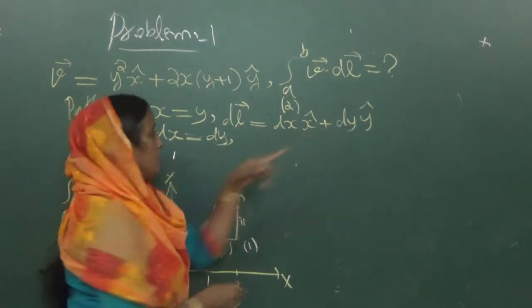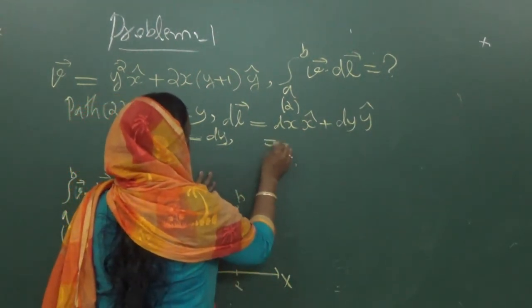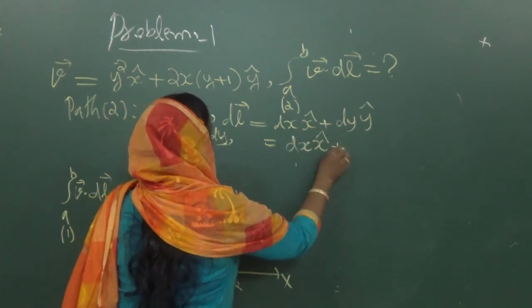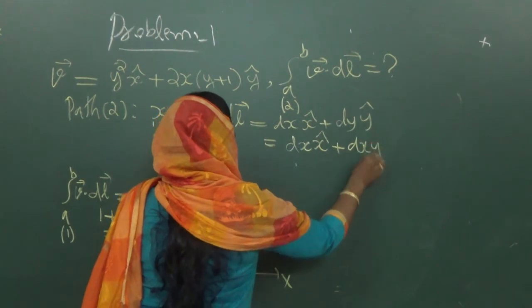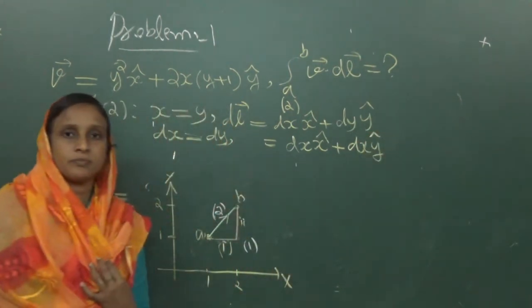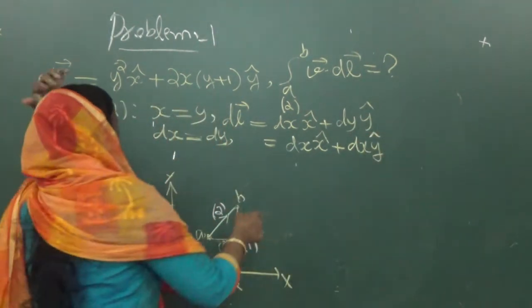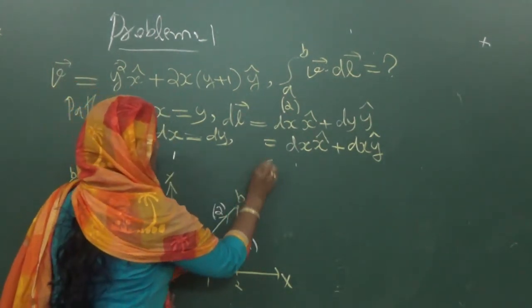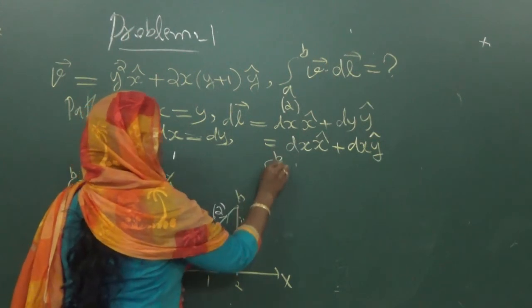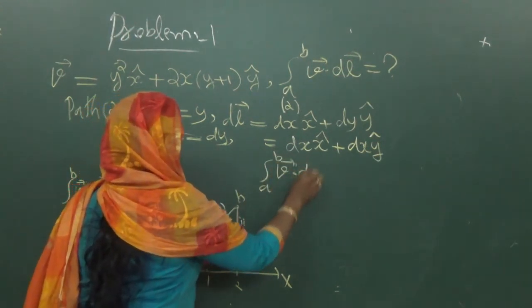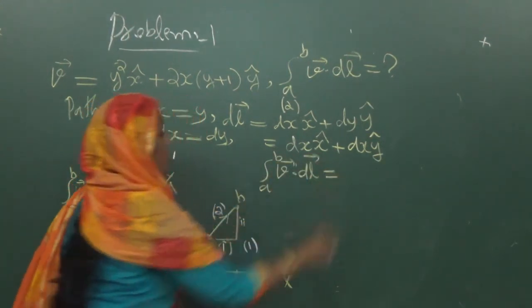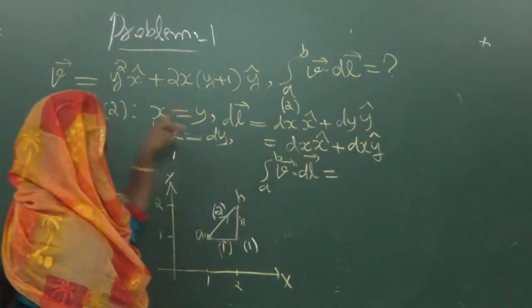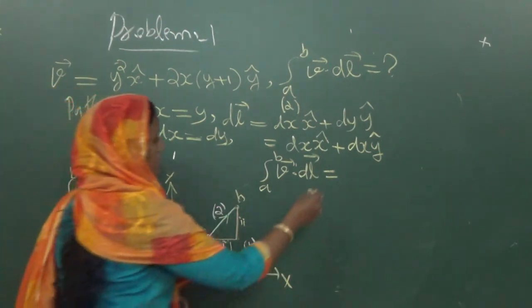You can use the relation here. So you get dx x cap plus dx y cap. Now you can take the dot product with this vector v. So you get integral A to B of vector v dot dl, which is equal to, x cap dot x cap, you get y square dx.